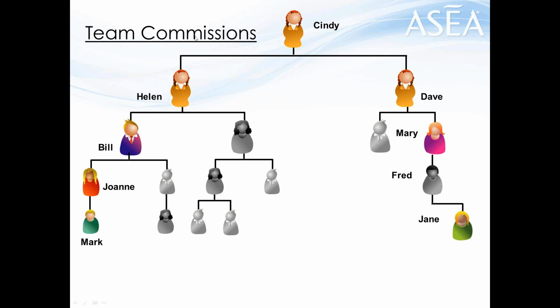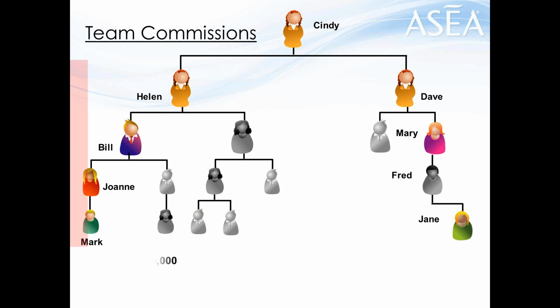Everyone in color here. Okay, and again, binary means 2, so everyone can have a maximum of 2 people beneath them in this part of our plan. So everyone in color, like Bill, Joanne, Mark, Mary Jane, they were all personally enrolled by Cindy. All the people in gray are people that Cindy did not enroll, so maybe Helen enrolled this person, right? Maybe somebody above Cindy enrolled another person, but they're just not enrolled by Cindy.